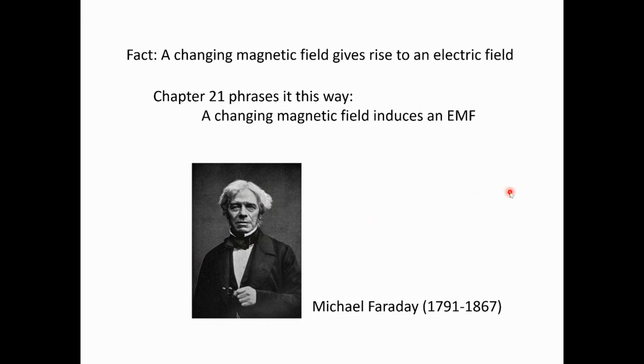I read on Wikipedia that Einstein had pictures of 3 scientists in his office. One was Isaac Newton, of course. One was Faraday, and one was Maxwell. We'll talk more about Maxwell as we go along.